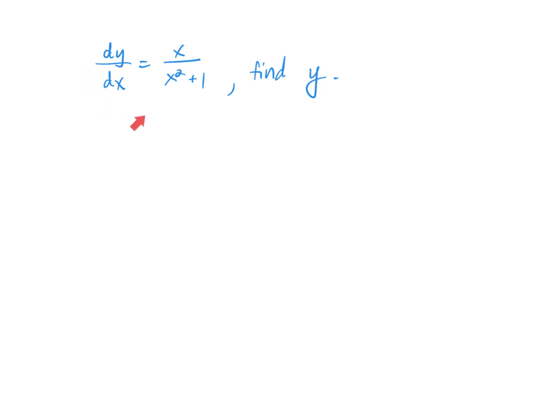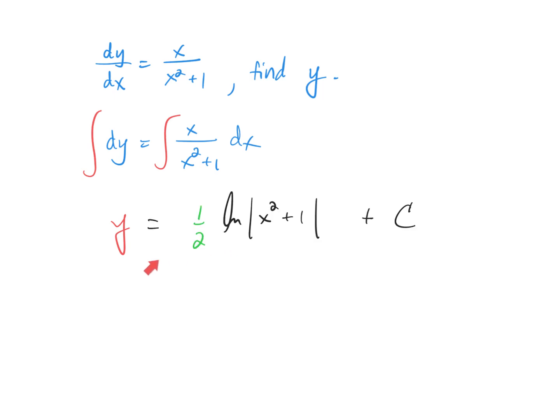Right, this problem says, given this equation, find the antiderivative. Well, if this is the derivative of y, the antiderivative will be y. Solve for y. All right, let's go ahead and do separation of variables. Then we'll take the antiderivative of both sides, and we land here.